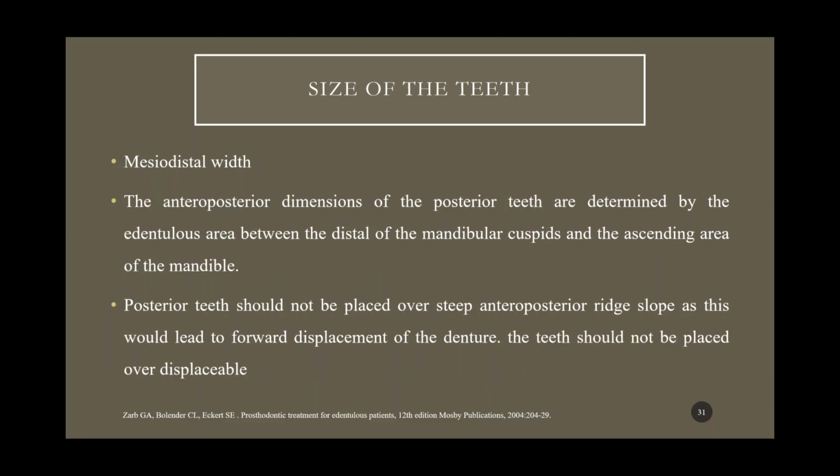Then the mesiodistal width. The anterior-posterior dimensions of the posterior teeth are determined by the edentulous area between the distal of the canine and the ascending area of the mandible. So the mesiodistal width of the artificial teeth is selected depending on this distance. The posterior teeth should not be placed on the ascending area because the ascending area is inclined, and placing teeth there would direct the forces at an inclined plane. And this might cause the lower denture to slide forward.